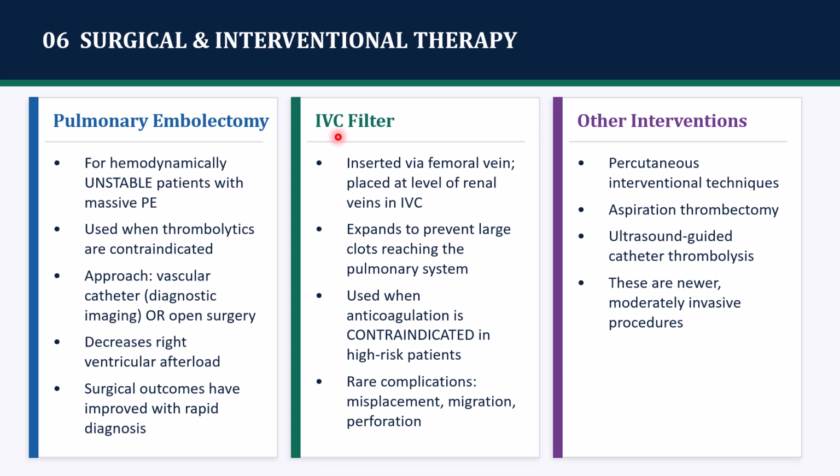Next, IVC filter. An IVC filter, that is inferior vena cava filter, is a small cage-like device inserted through the femoral vein and placed at the level of the renal veins in the inferior vena cava. Once it's deployed, it expands and acts as a trap, catching large clots before they can travel up to the pulmonary circulation. This is used especially when anticoagulation is contraindicated, not as a first choice. Complications are rare but include misplacement, migration, and perforation.